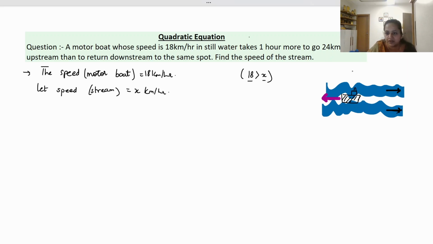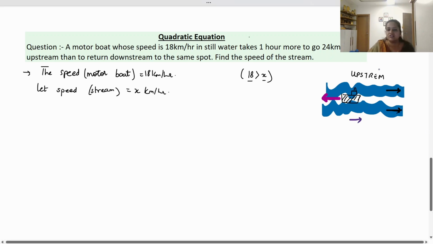This is upstream. What happens in downstream? Both are flowing in the same direction. The boat is in this direction, water is flowing in this direction, and the motorboat is also going in the same direction. That is called downstream. We call it downstream movement.